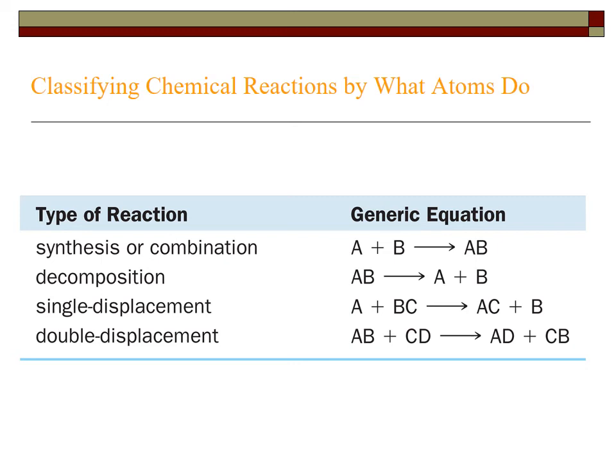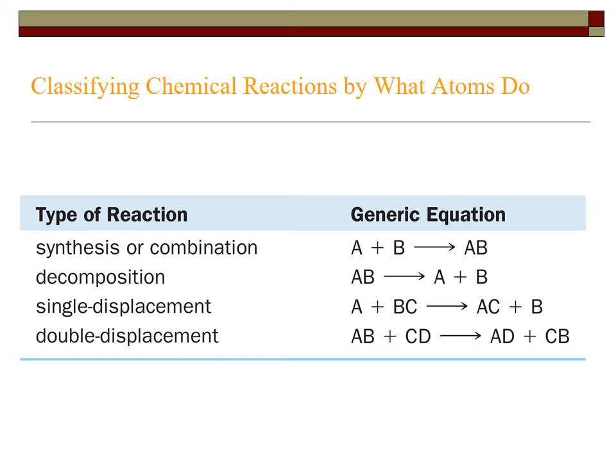Is it a synthesis or a combination reaction? Now, don't overthink these. Look at the equation. A plus B gives me AB. Synthesis or combination? A plus B gives me AB. Sodium plus chlorine gives me sodium chloride. Synthesis reactions are taking two things, putting them together, and making one. Oftentimes that would be a redox reaction.